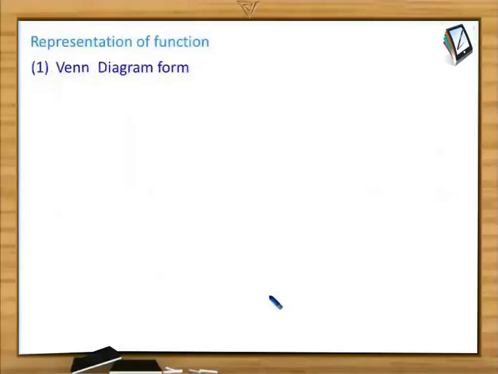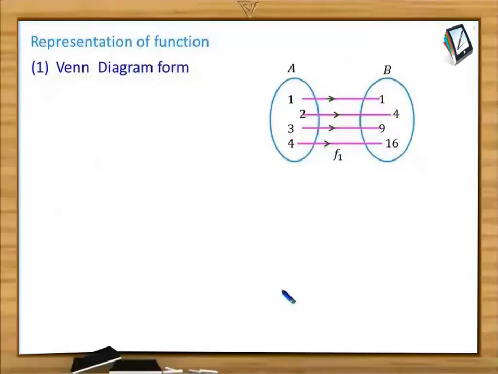How do we represent a function? The first form of representing a function is the Venn diagram. This is the form which we used in the previous example also. We take two sets in their Venn diagram and then a line is drawn to mark the mapping from one element of A to one element of B.